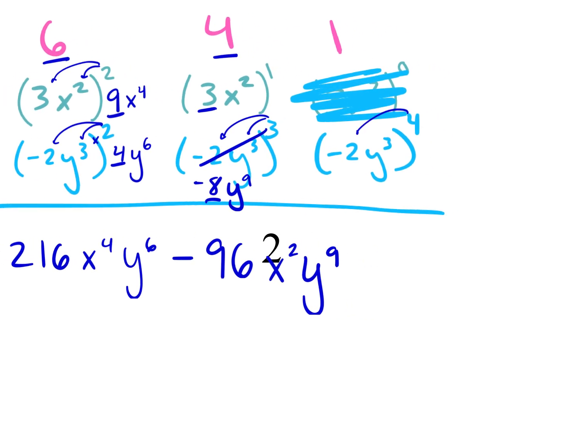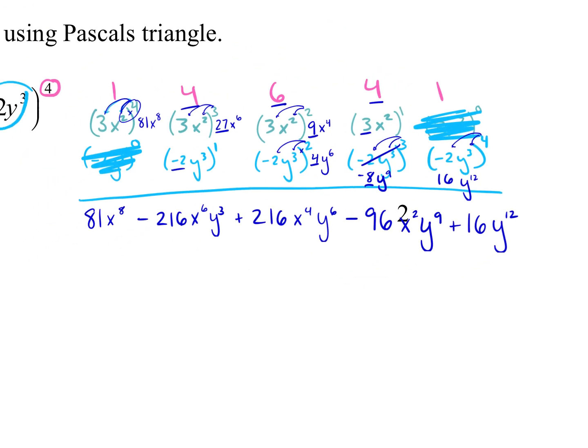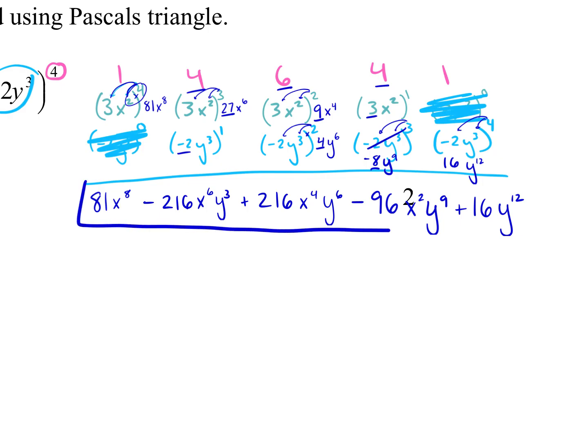And then lastly, we've got to distribute the 4th power. Negative 2 to the 4th power would be positive 16. What's y cubed to the 4th power? Y to the 12th power. Awesome. So this would be plus 16y to the 12th power. So this is our answer.